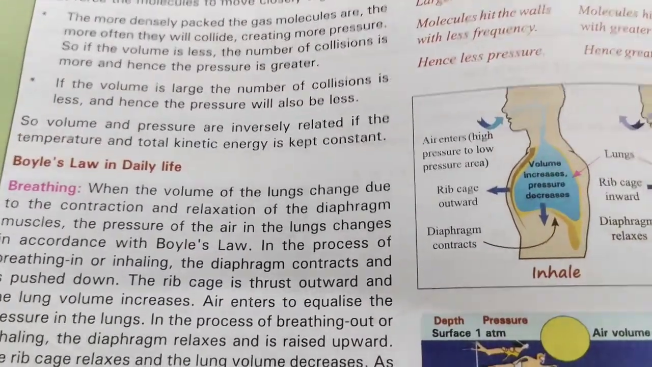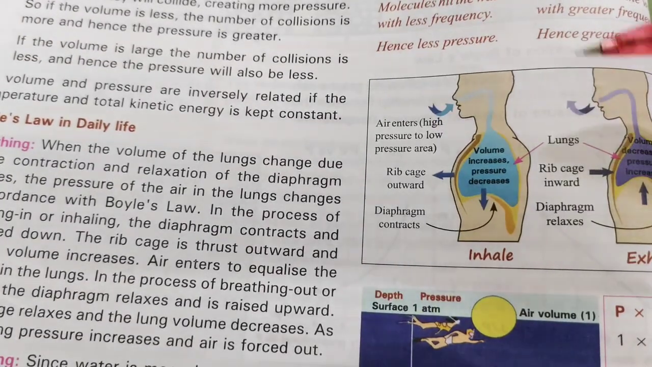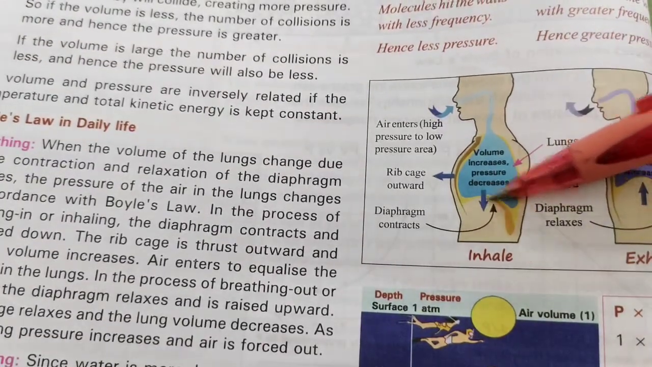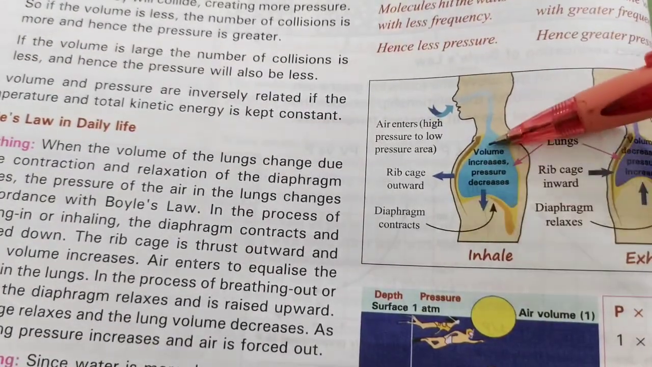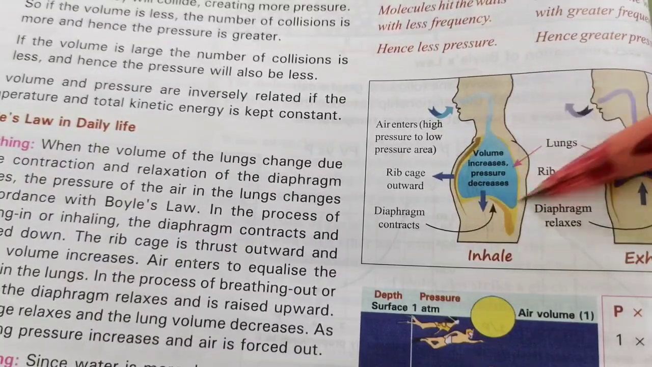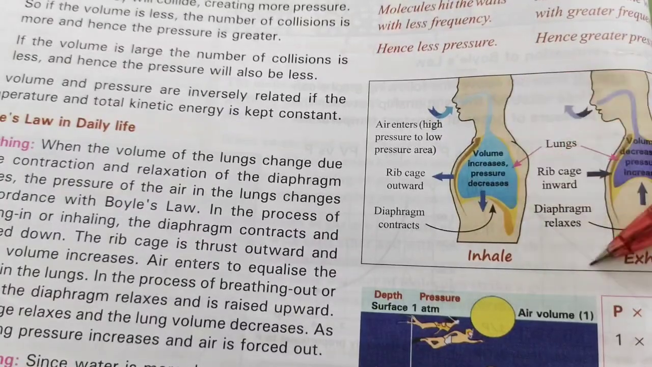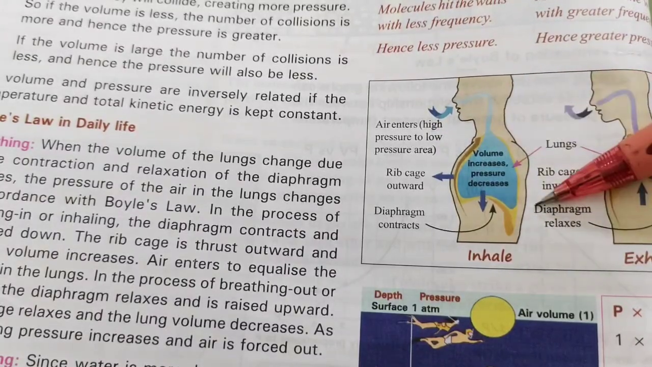Boyle's law in daily life. Well, it helps us in breathing. You'll study this in Bio chapter 14, respiration in animals. So when the diaphragm muscle contracts, it goes down, increasing the thoracic cavity, the chest space volume. And as the volume increases, the pressure decreases, and air always flows from higher pressure to lower pressure, and that's how we inhale. And that's why the lungs expand.